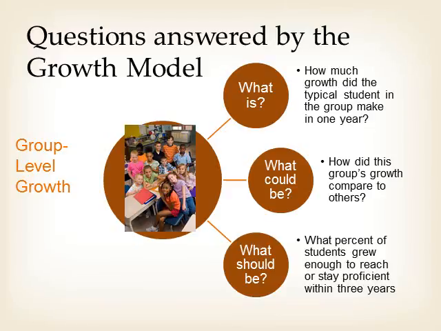How did this group's growth compare to others, districts, schools, or disaggregated groups? And number 3, what should be? What percentage of students grew enough to reach or stay proficient within 3 years?